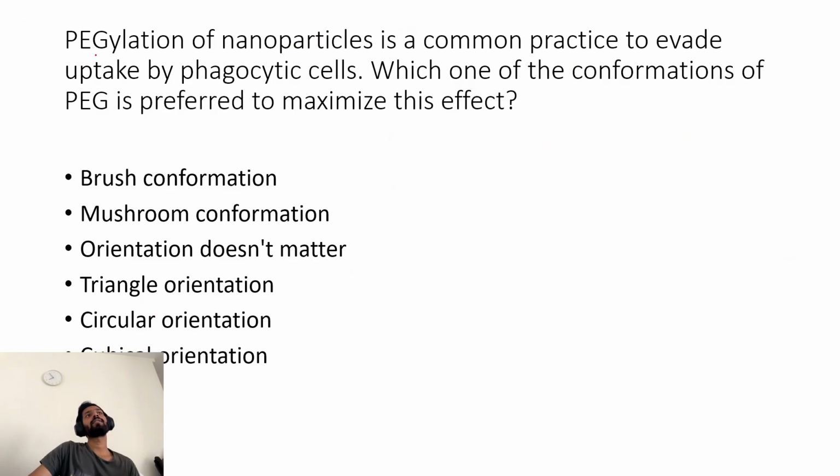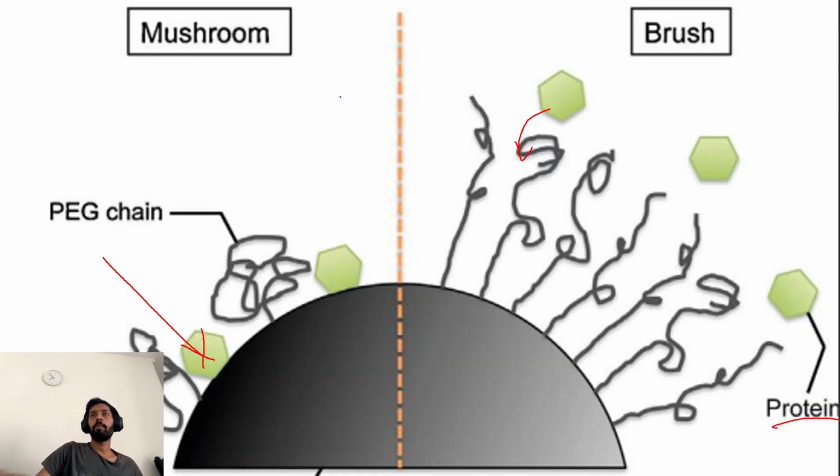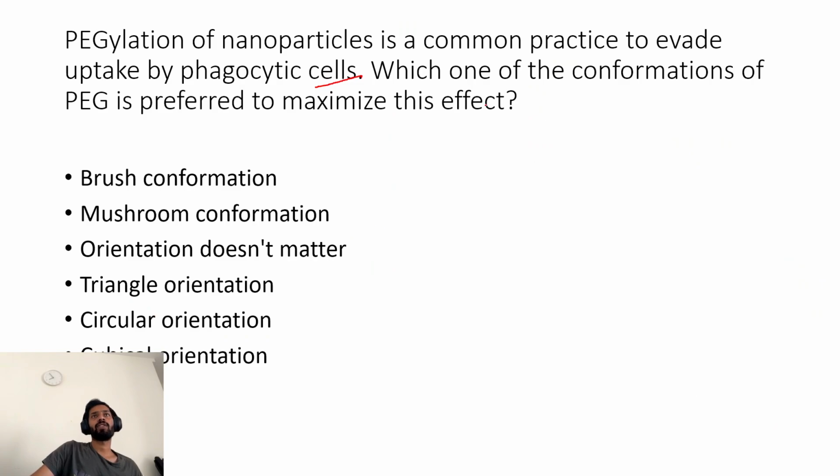So the question is, pegylation of nanoparticles is a common practice to evade uptake by phagocytic cells. So in this case, we are talking about cells, not a protein. So the cell, remember, needs to access the nanoparticle for it to successfully phagocytose it. So they're asking which conformation will prevent this. Is it a brush conformation or a mushroom conformation?